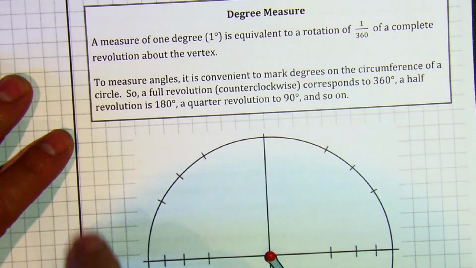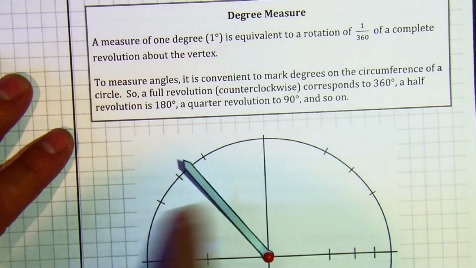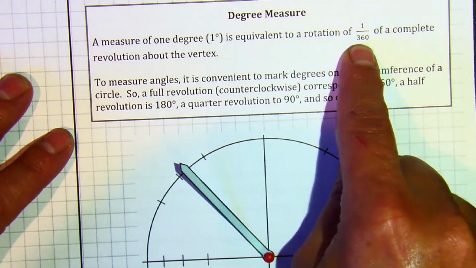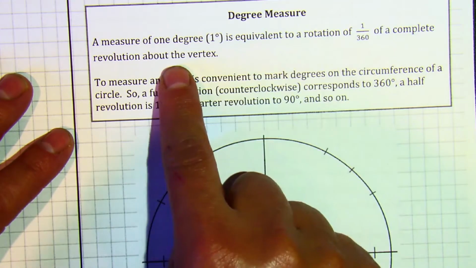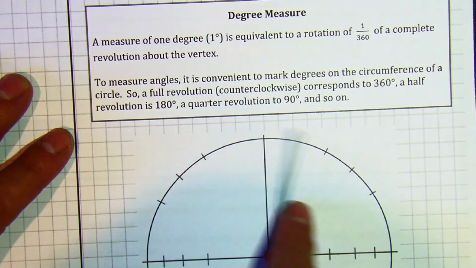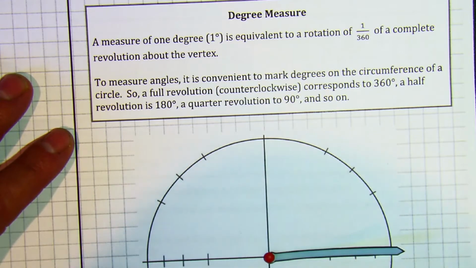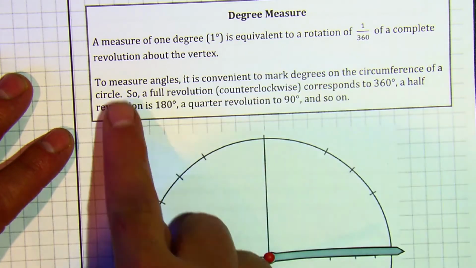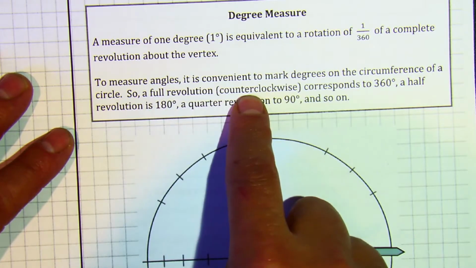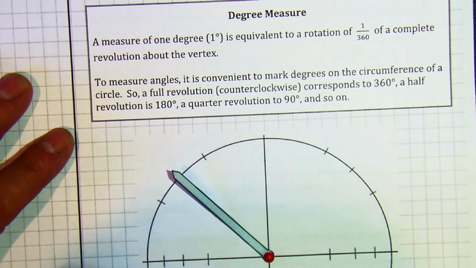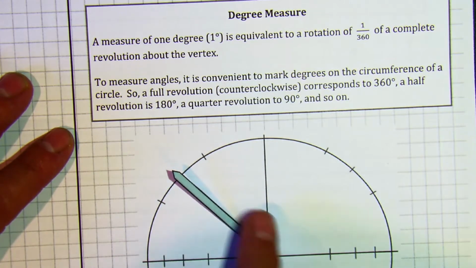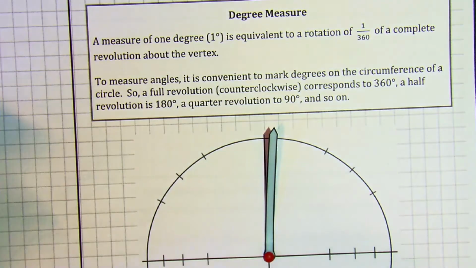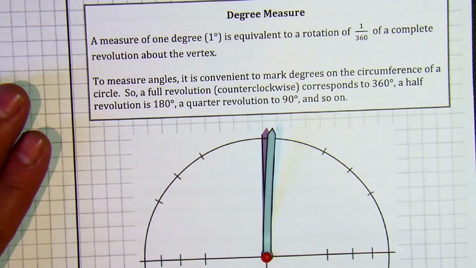So we've done, and you learned this back in Algebra 2, a measure of 1 degree is equivalent to a rotation of 1 over 360 of a complete revolution about the vertex, which means that there are 360 degrees all the way through. To measure angle, it is convenient to mark degrees on the circumference of a circle, so a full revolution counterclockwise corresponds to 360 degrees. Half revolution is 180. A quarter revolution is 90. So let's start to label your unit circle.